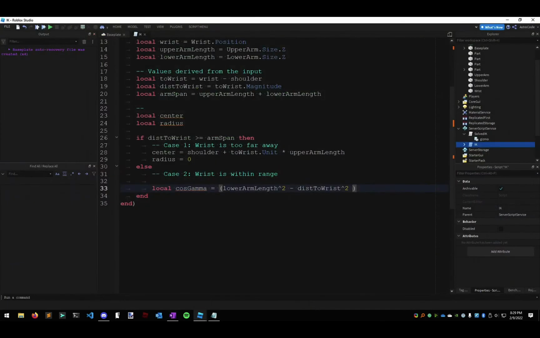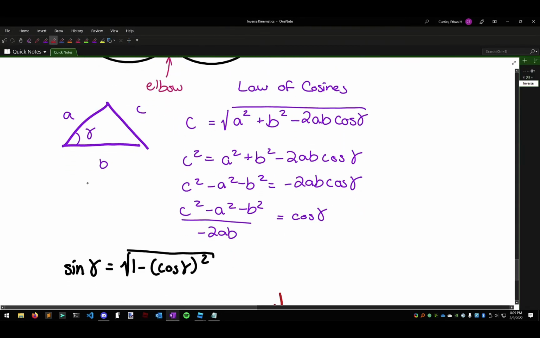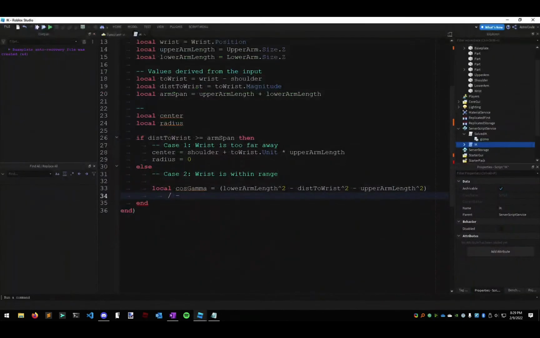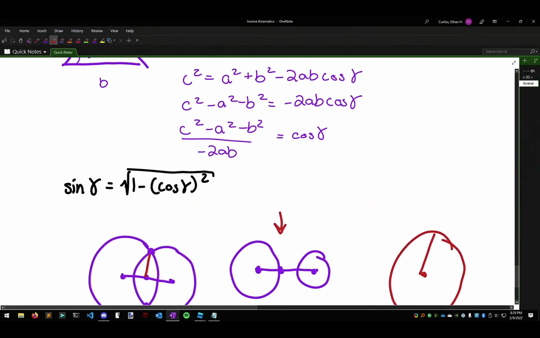Right, c squared, and the upper arm length. And then we divide by negative 2ab. So that's going to be negative 2 times the upper arm length times the distance to the wrist. And then we also wanted sine gamma. So sine gamma we did using the Pythagorean theorem here.